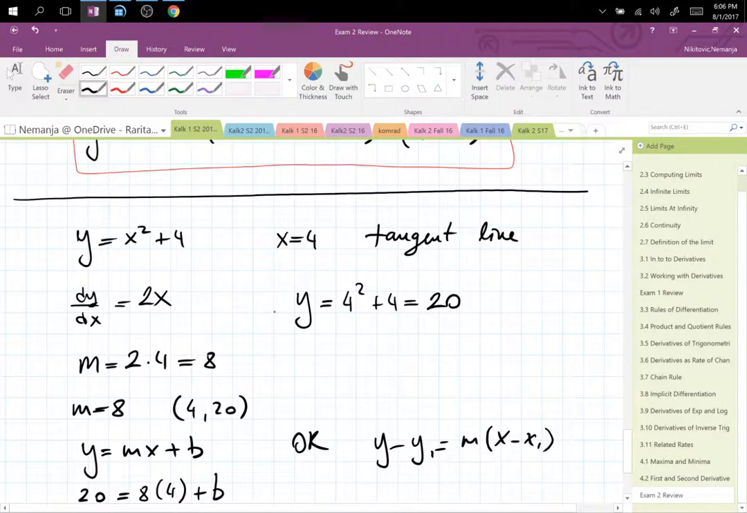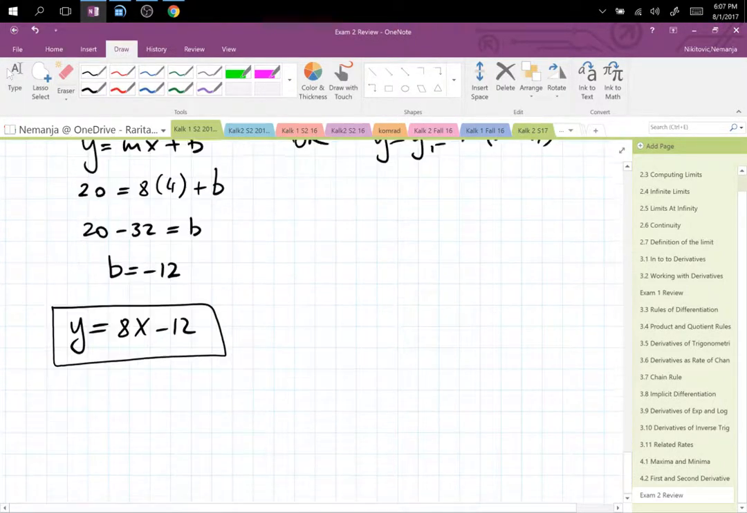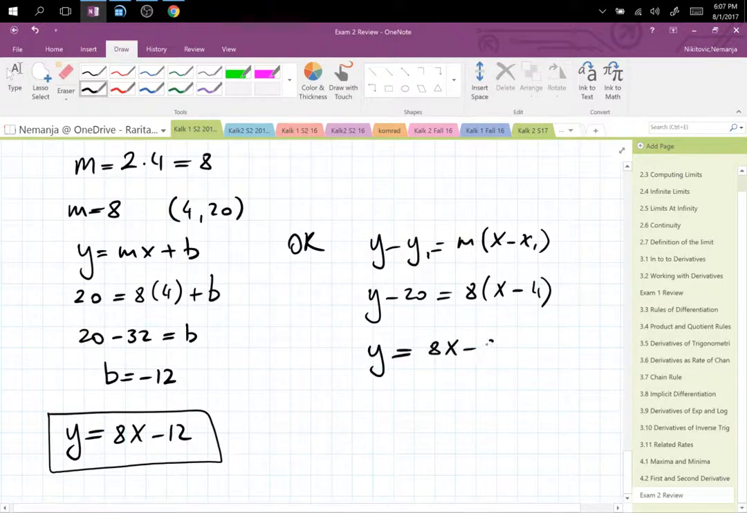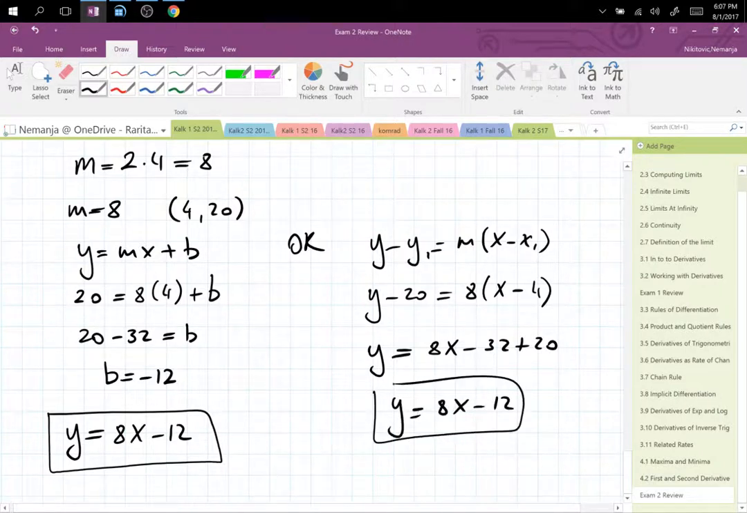20 is the y value for the point. So now we plug everything in here. We get y minus 20 is equal to 8 times (x minus 4). And that's y equals 8x minus 32 plus 20 when you move it. So 8x minus 12. Same. So whatever algebra makes you happier, that's what the calculus is all about. You being in your happy place.